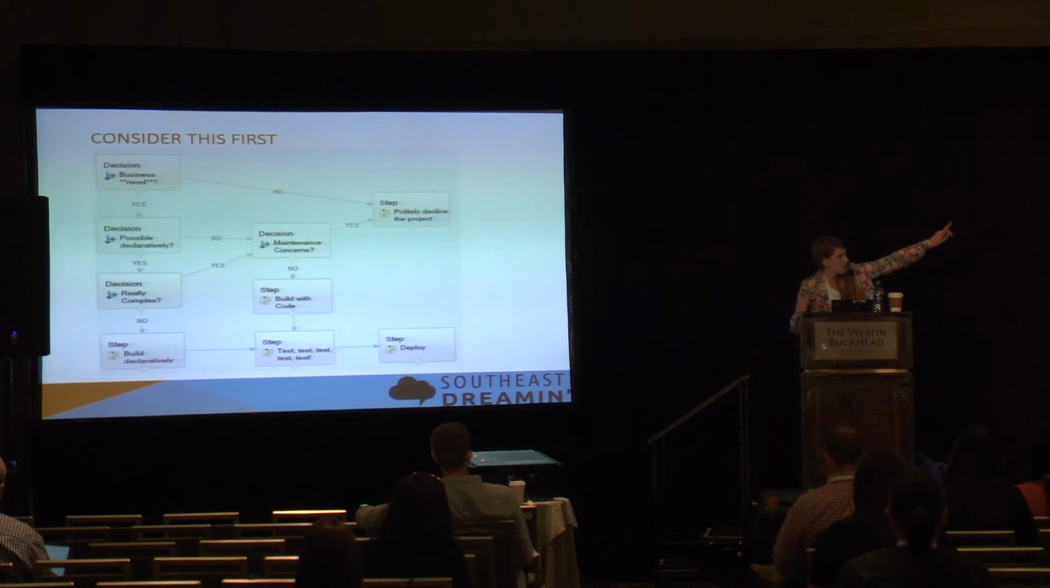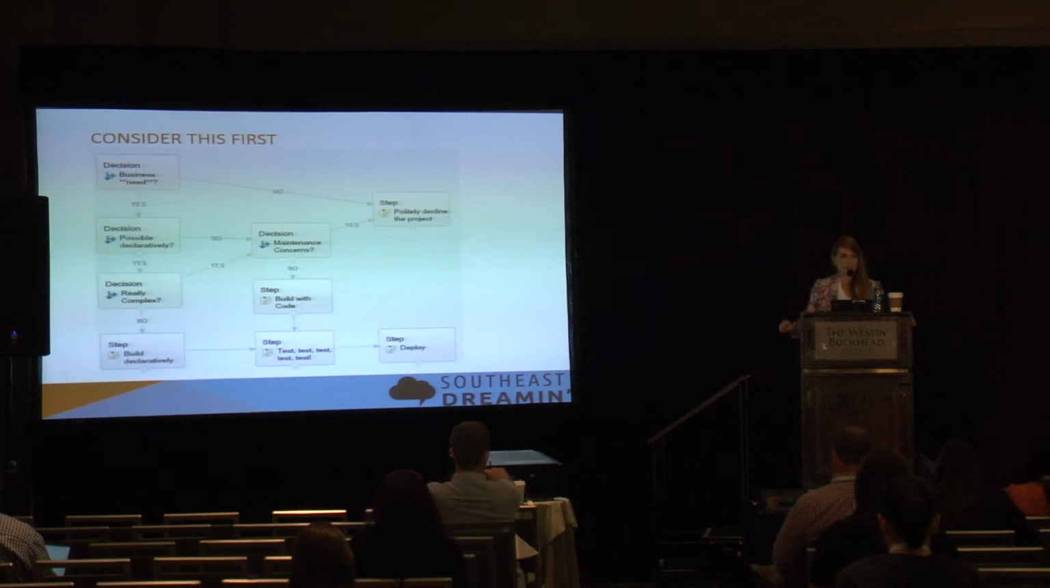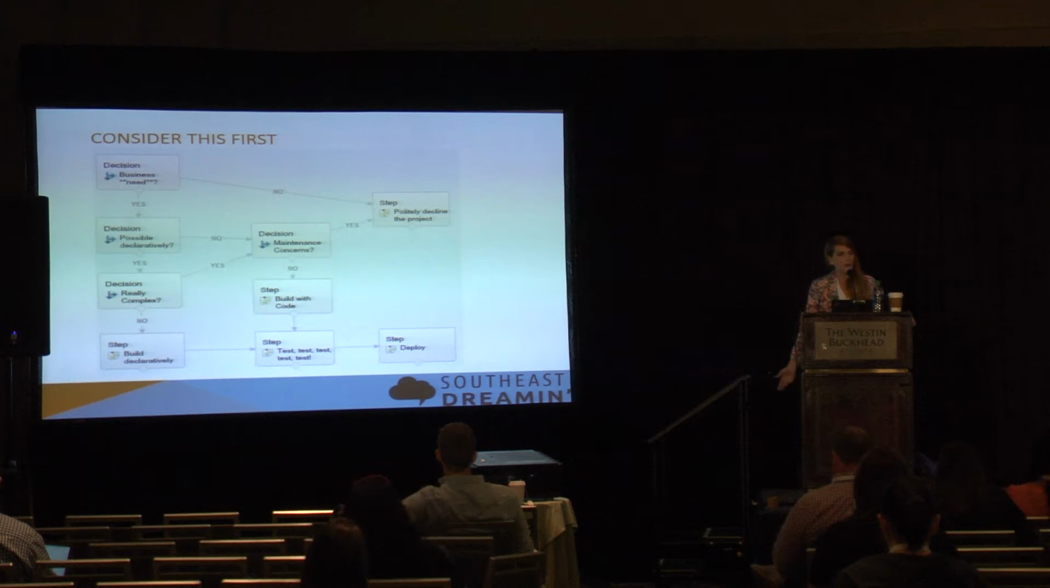So the second, we'll move down to yes. Is this possible declaratively? If you're thinking about building something for somebody who's asked you to do something, can you do it in a flow? Can you do it in a workflow? Can you do it in a process builder? And if you can, is it really complex? So is it a process builder that calls a flow, that calls 20 different subflows? Because if it's that many things, maybe it'd be best to look into code because you can simplify things in code, right? So if it's not complex, then why are we talking about code?